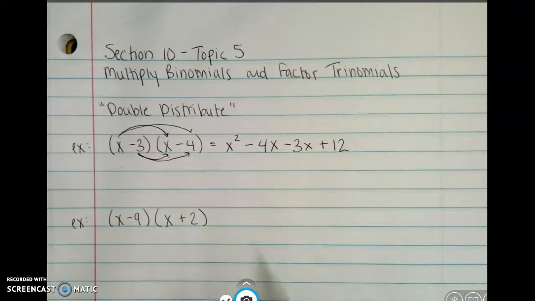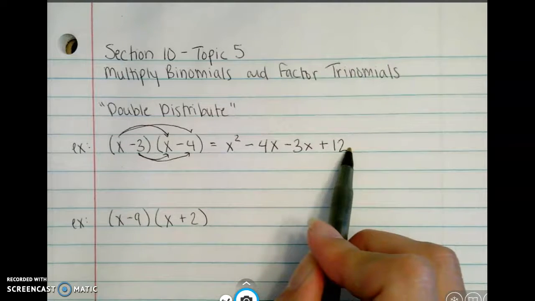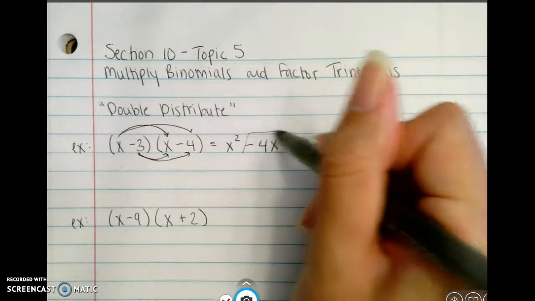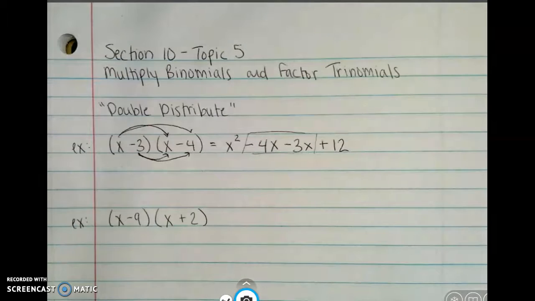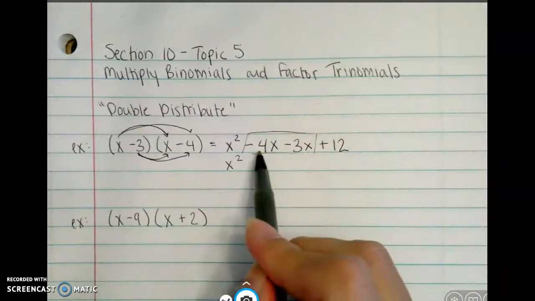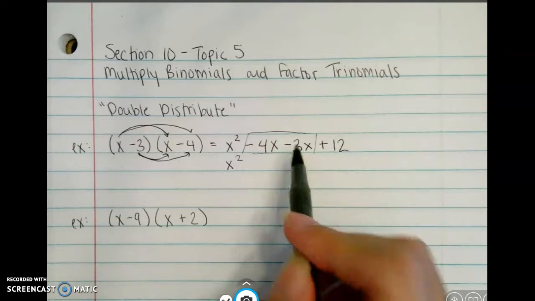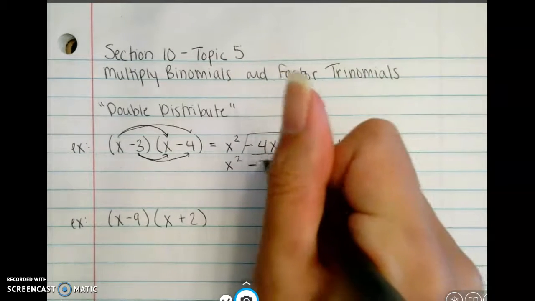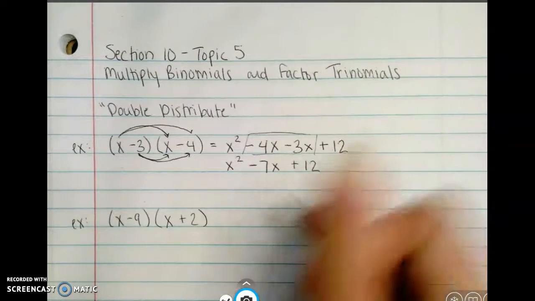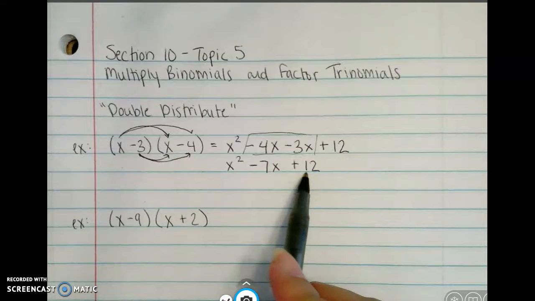So we're almost done. Every time you do this, you should get 4 values, and then you need to combine like terms. So for us, our like terms are in the middle. So we have x squared, and we need to combine -4 and -3, we're just adding them together, to get -7x, and we're bringing down plus 12. So when we double distribute, you should get a trinomial.